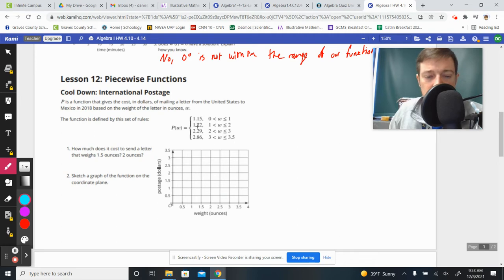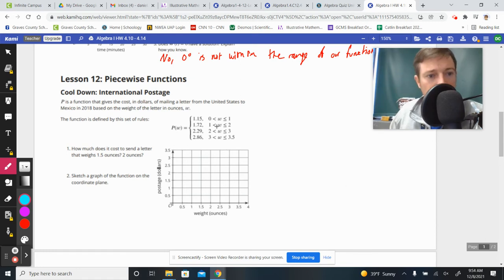So interpreting this set of rules, just real quick, our function for the weight of the letter, that's our input on the x-axis. The amount we're going to pay in dollars is on the y-axis. If the letter is greater than 0, but less than or equal to 1, if it's in that interval, it's going to cost $1.15. If it's greater than 1, but less than or equal to 2, $1.72. So there's an incremental increase as we go through these intervals.